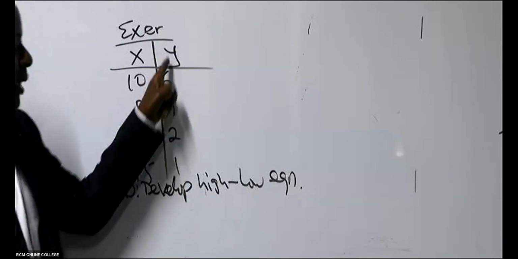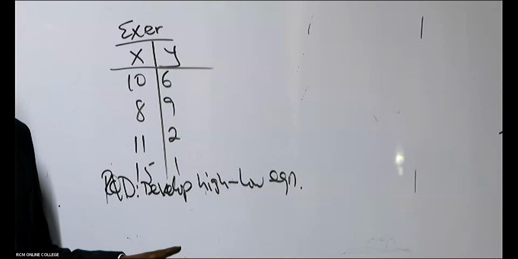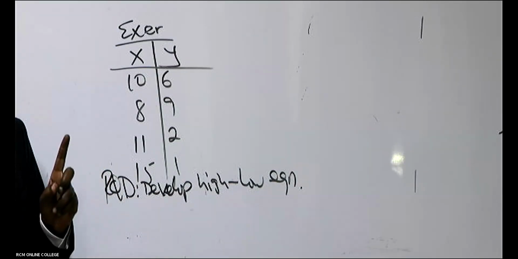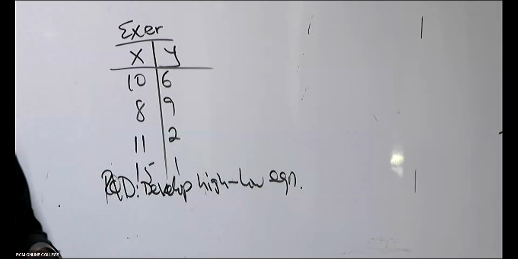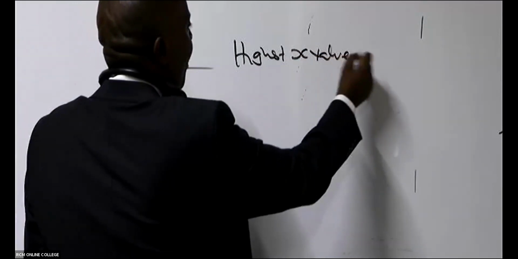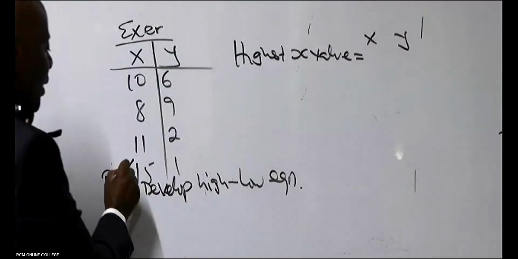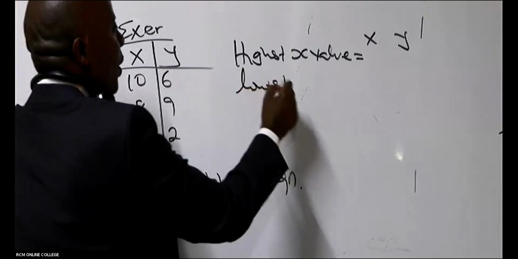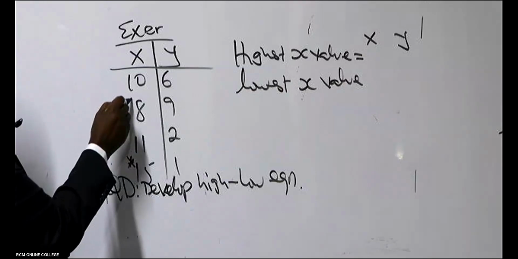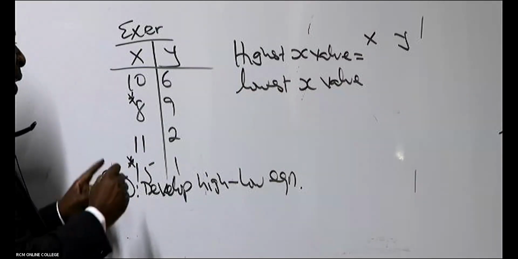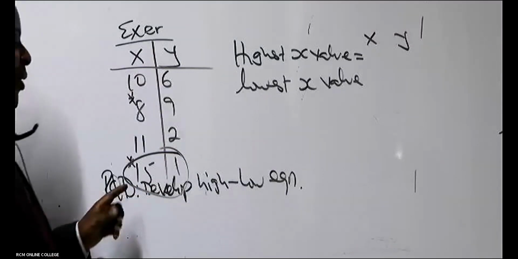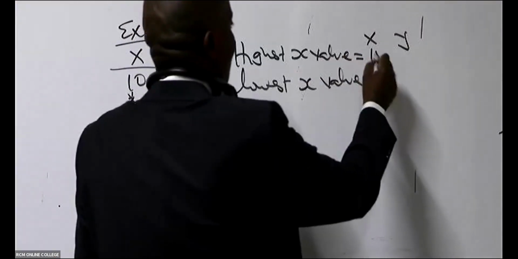Na highest hapa ni gani? Wrong. Because remember how we normally measure the highest, it's the highest x value, right? So we have here x and y. When you say this is the highest, and then the lowest x value, not lowest y. So when you say lowest, now the lowest is this 8, isn't it? In this case, the highest x value point, you circle. You don't look at the other one. So the highest x value will be 15 versus 1.